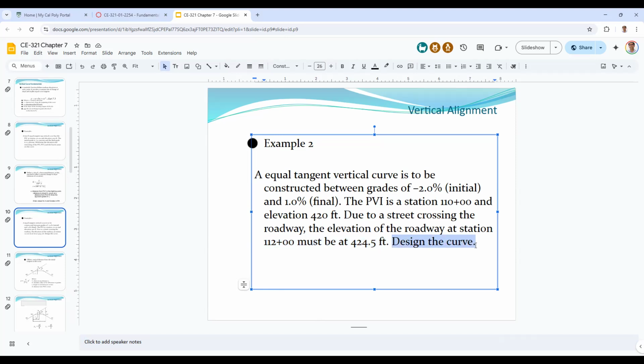Okay, and then it says design the curve. What I mean by design the curve is basically get me the length of the curve and get me the parameters of that equation. If you get the length of the curve, that's the most important thing. And get me the elevation of PVC and PVT and all that good stuff. Okay, so now let's think about this problem here. See what's given to us, and we can draw this out as well.